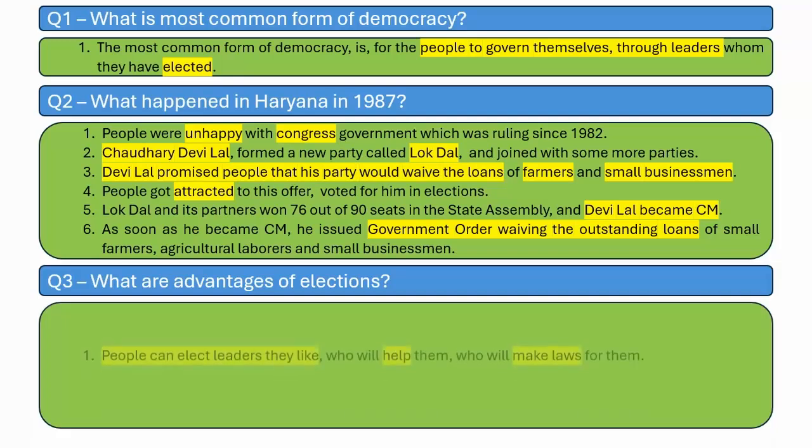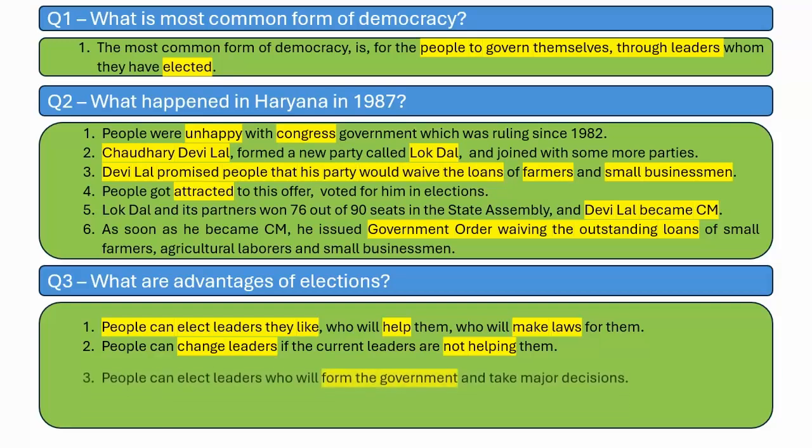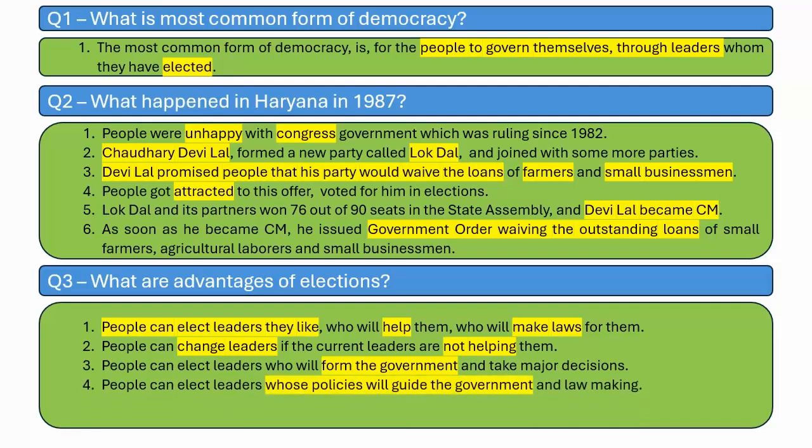What are the advantages of elections? People can elect leaders they like who will help them and who will make laws for them. People can change leaders if the current leaders are not helping them. People can elect leaders who will form the government to take major decisions. People can elect leaders whose policies will guide the government and lawmaking.